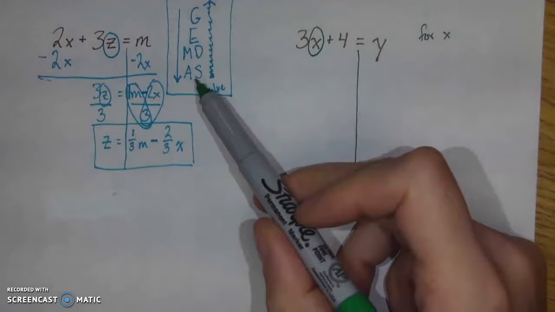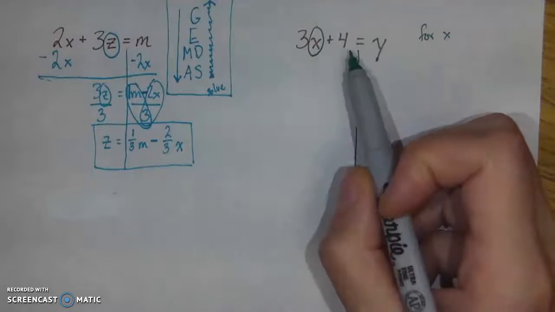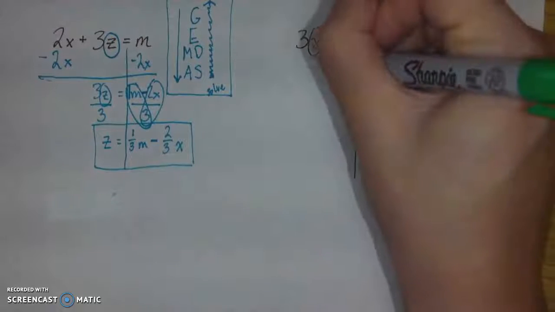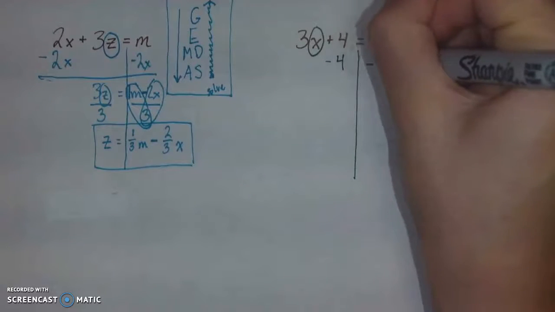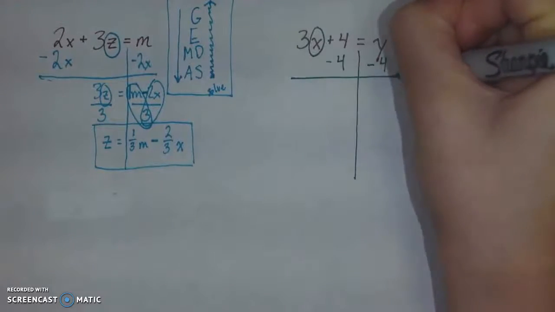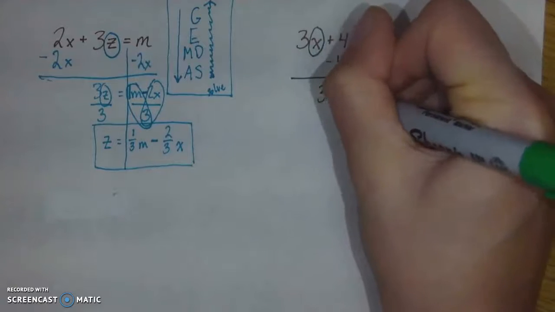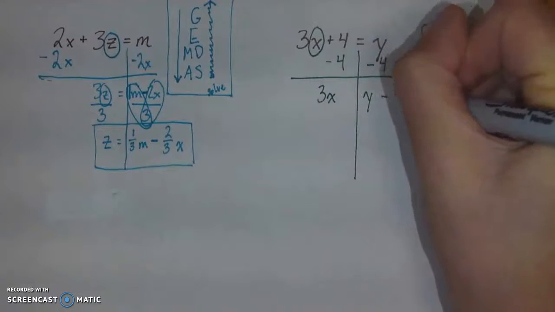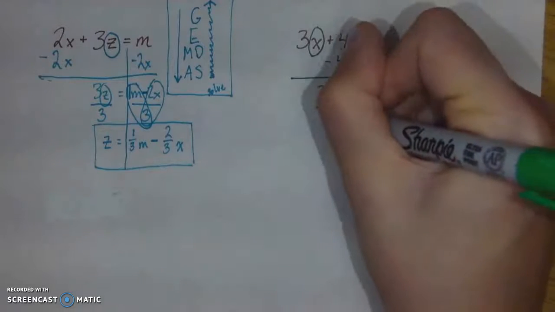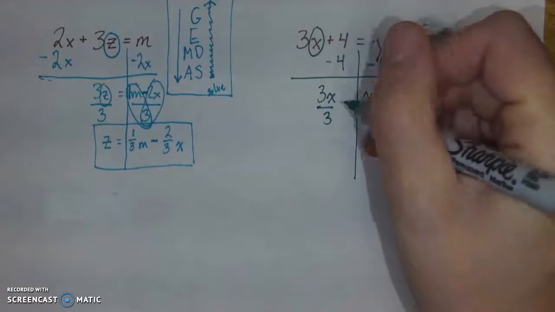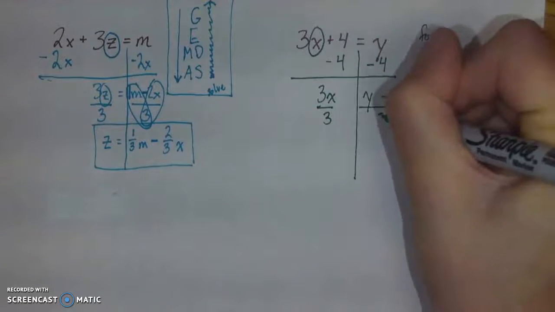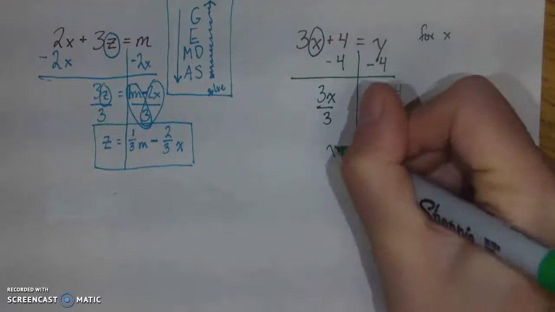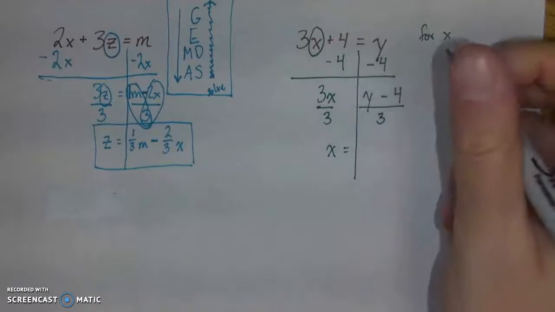And I have to get rid of addition and subtraction first as I undo the order of operations. So I'm going to get rid of that 4 by subtracting 4 from both sides. This gives me 3x on the left, and on the right I have y minus 4. Here, I divide both sides by 3 to undo all of the multiplication and division around the x. That leaves me with just x on the left, which is exactly what I wanted.